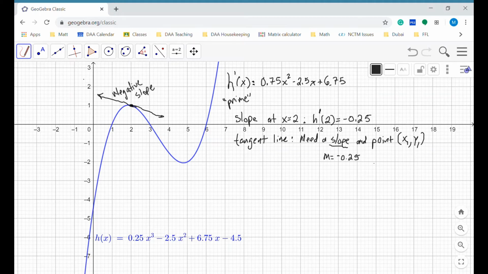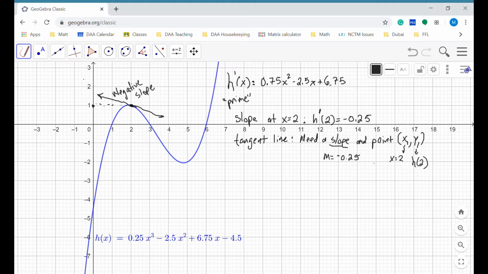The point is mostly given to us. We're told that x is 2. We got that from the problem, and now we just need our y1. Well, the y1 is the original function evaluated at 2. So our original function here at 2 should be somewhere close to 1. That's what our y value is, if you just imagine how high up that graph is getting.